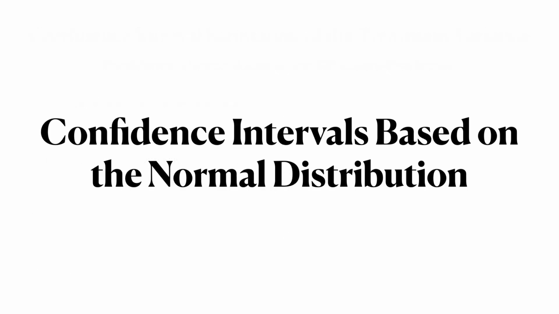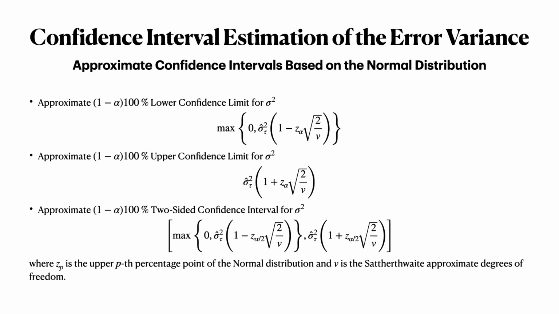We can also use the normal distribution to come up with approximate confidence intervals for sigma squared sub tau. These formulas are of the same form as the formulas that we came up with for estimating sigma squared, the differences being that they involve sigma hat squared sub tau instead of sigma hat squared, and also the degrees of freedom in these formulas are V, the approximate degrees of freedom associated with that point estimator, instead of the degrees of freedom for error.